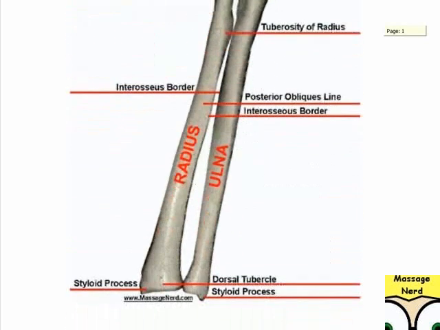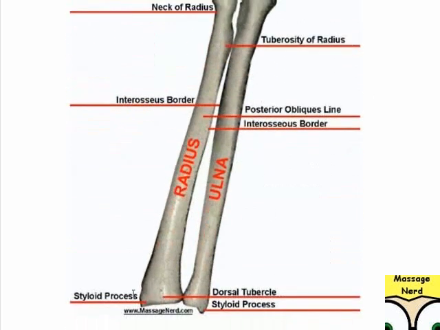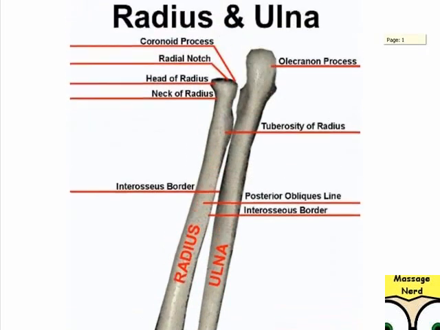Let's go to the lower portion. Styloid process of the radius right here, dorsal tubercle right here, and styloid process of the ulna right in this region. I'll give you some time to look at this, and then you can test yourself.